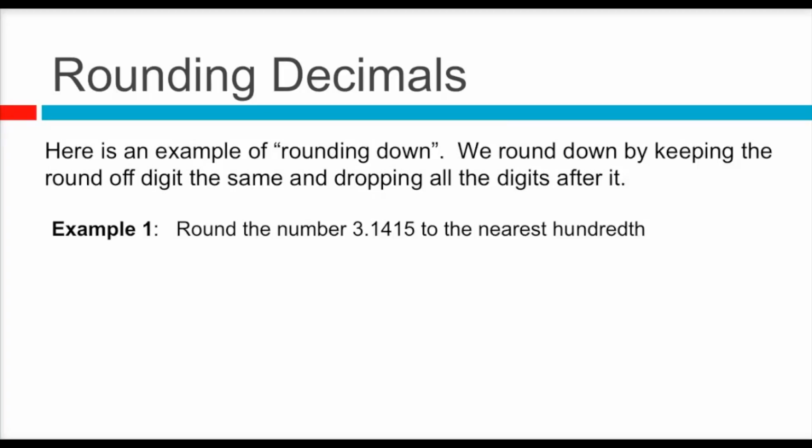So the first example is going to be one of rounding down. We round down by keeping the round-off digit the same and dropping all the digits after it. So here we have this example. Round the number 3.1415 to the nearest hundredth place. First we need to locate the round-off digit, which in this example is the hundredths place, so that will be the 4. Now we look to the right of that digit, and we see it's a 1, and we're rounding down, so the 4 stays the same, and we drop the digits after it. So the final answer is going to be 3.14.